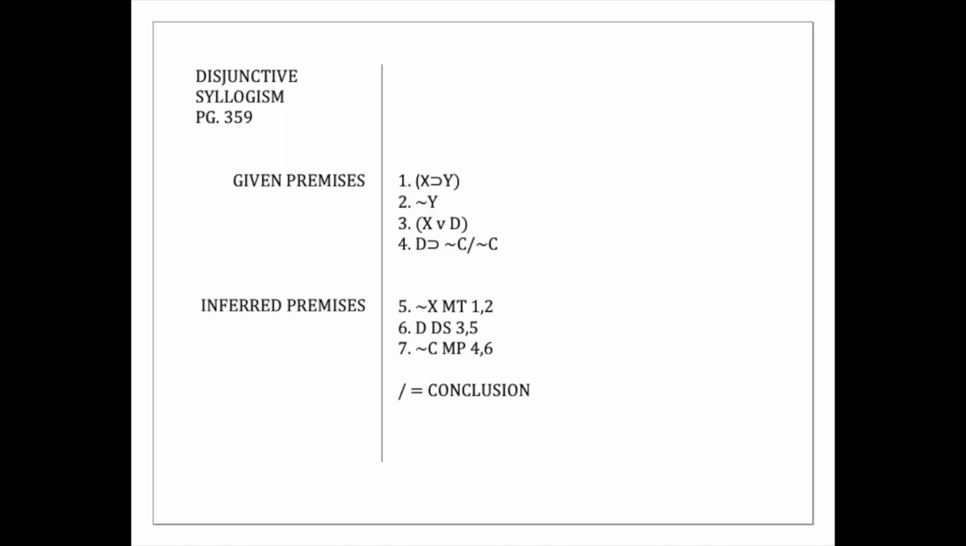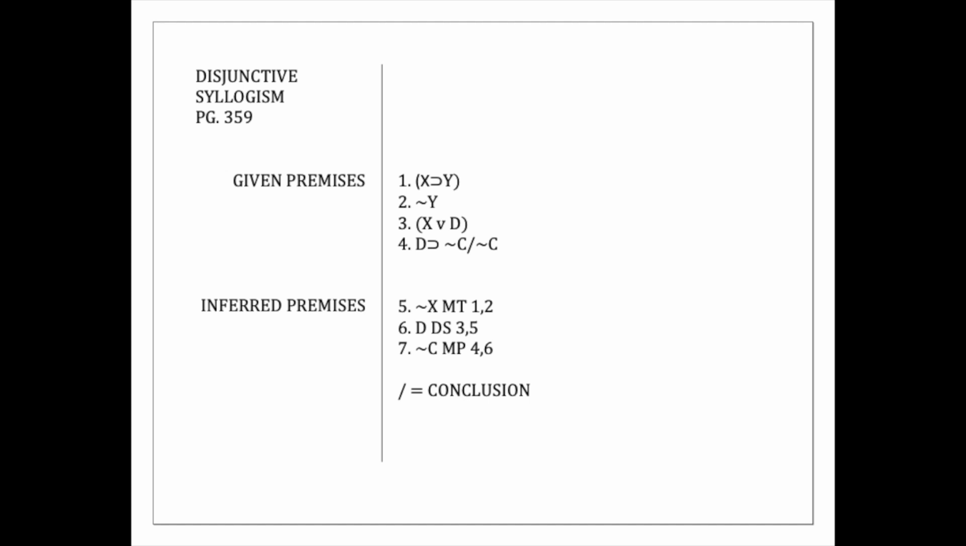Okay, now let's do an example that utilizes the disjunctive syllogism rule. And this particular example will incorporate other valid inference rules. Let's look at the example. If x, then y, premise 1. Premise 2, tilde y. Premise 3, x or d. Premise 4, if d, then tilde c. Therefore, tilde c. Okay, so this one is, like I said, incorporating more than one valid inference rule.